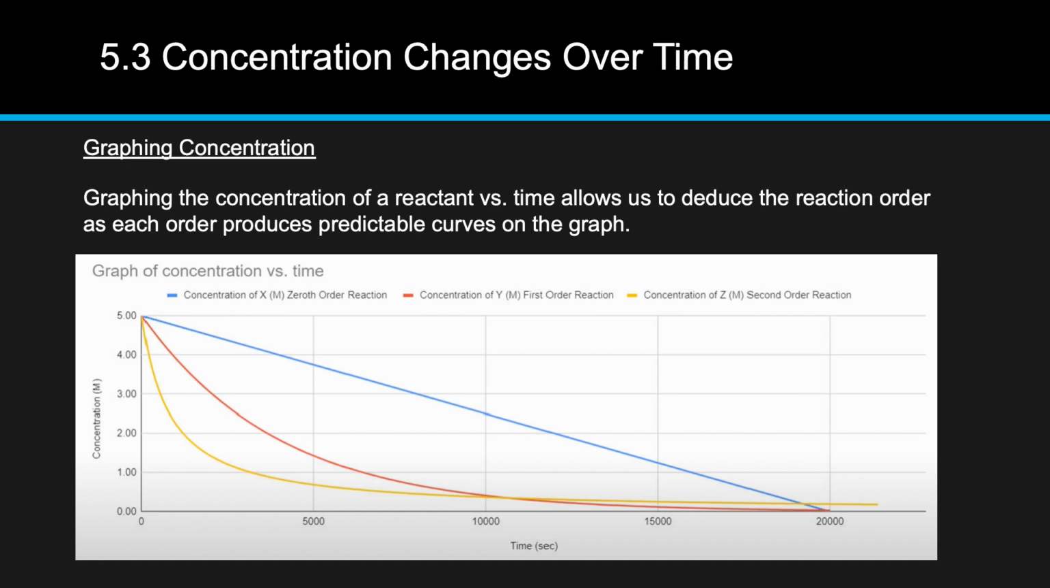Now for our first and second order reactions, which are red and yellow, those are not linear because their rates are going to depend on concentration, which causes those curves to either decrease exponentially or hyperbolically. So this is extremely important because a non-linear graph means that we cannot find the rate constant from concentration versus time. So we have to manipulate the data in order to make a linear regression.